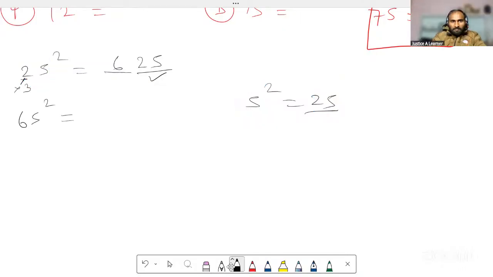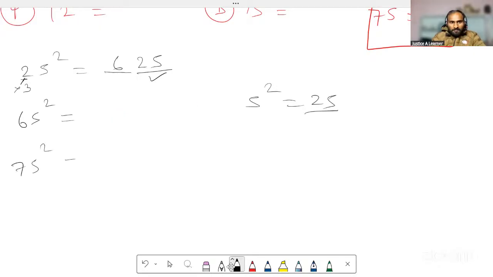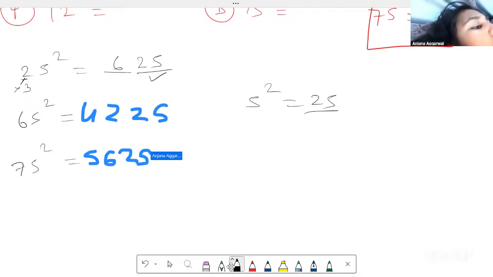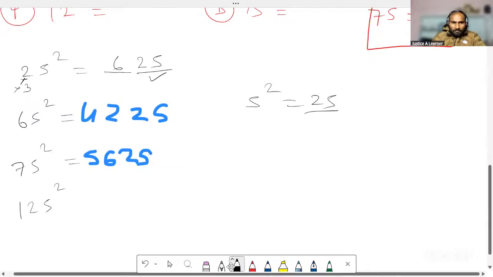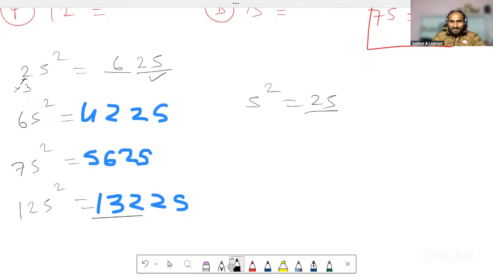What about this? It would be 4, 2, 2, 5. Good job. Now what about this? 2, 2, 5. 5, 6, 2, 5. 1, 3, 2, 2, 5. How did you solve this? 12 times 13 is 132. Good job. You applied the trick of multiplying.